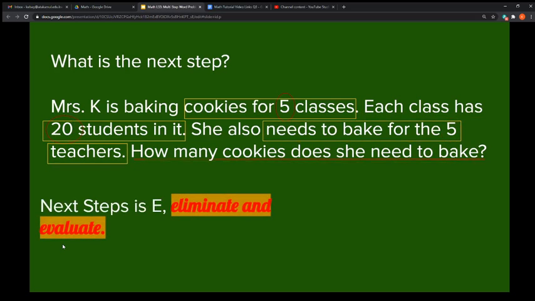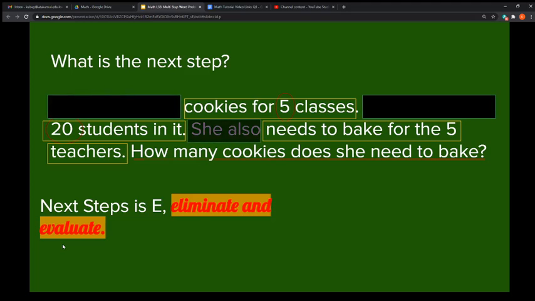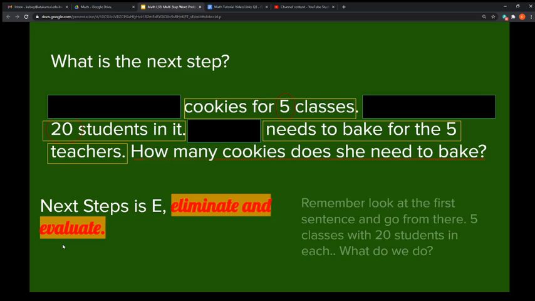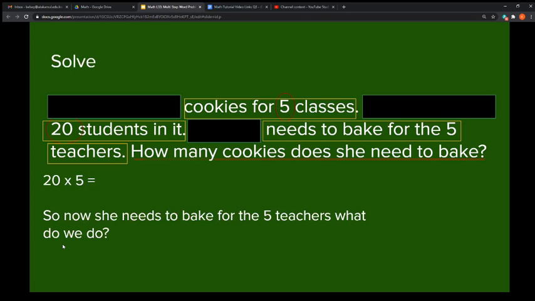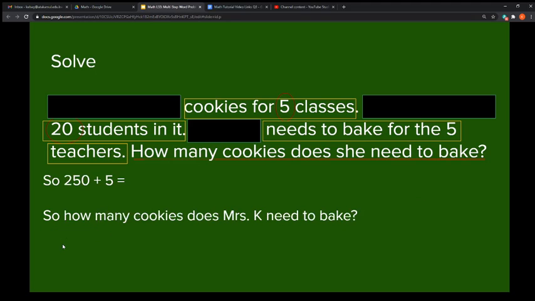Next step is to eliminate and evaluate. So we're taking away all the words that we really don't need to be looking at. Remember, look at the first sentence and go from there. 5 classes with 20 students in each. What do we do? Multiply. 20 times 5 equals 100. So now she needs to bake for the 5 teachers. What do we do? We add. So 100 plus 5 equals 105.